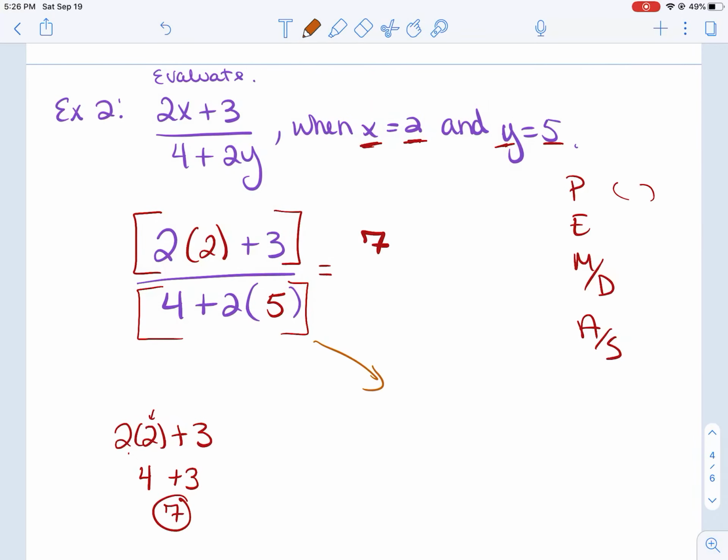Now I'm going to do the same thing with the denominator, where we have 4 plus 2 times 5. Again, nothing to do inside parentheses, no exponents. So multiply or divide left to right. Well, 2 times 5 is the only multiplication. That gives me 10. Then we can add and subtract. 4 plus 10 is 14. So the denominator of this fraction is 14.